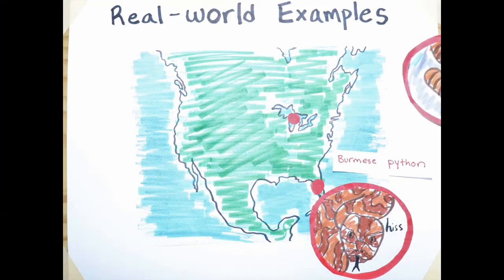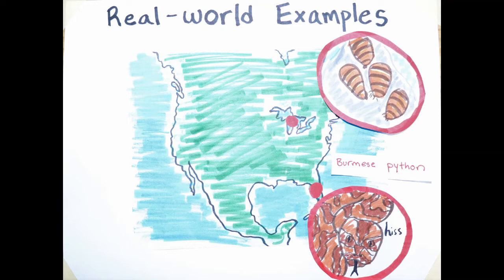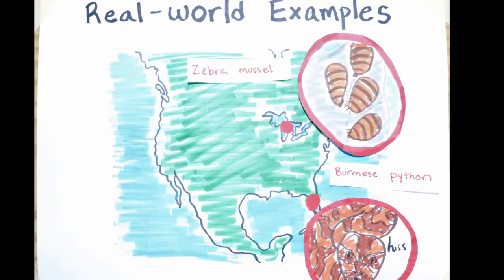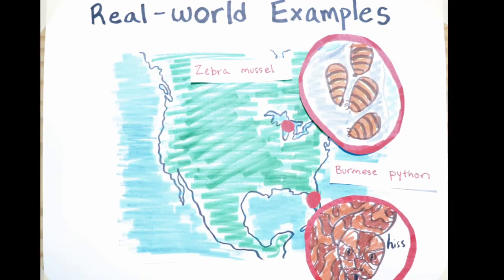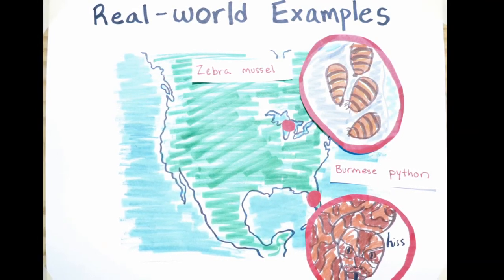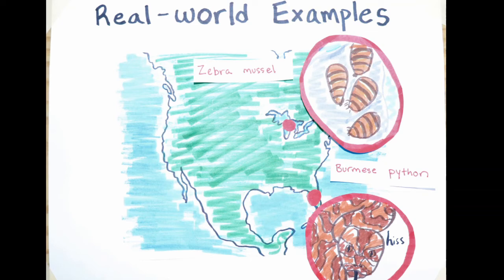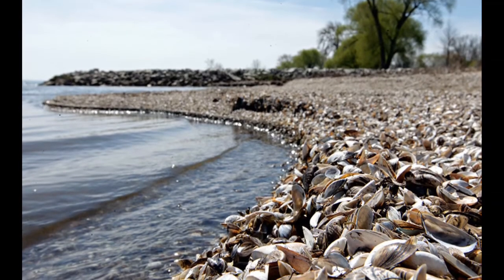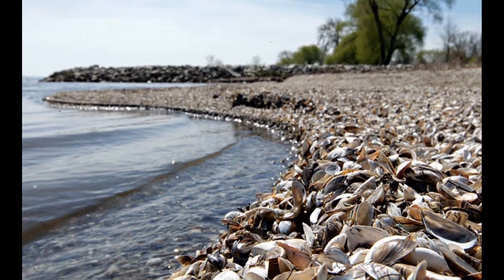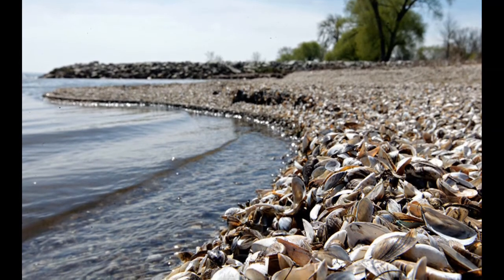Zebra mussels from Eastern Europe were accidentally brought over to the Great Lakes by boats in the 1980s, and they rapidly spread, outcompeting native fish populations for their food, phytoplankton. These mussels also have a significant effect on the economy, damaging water structures and ruining beaches.